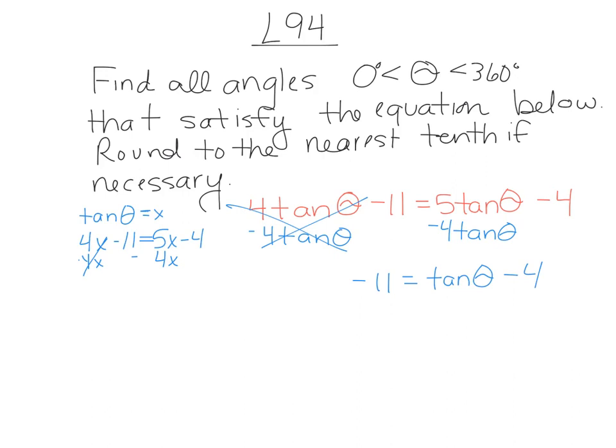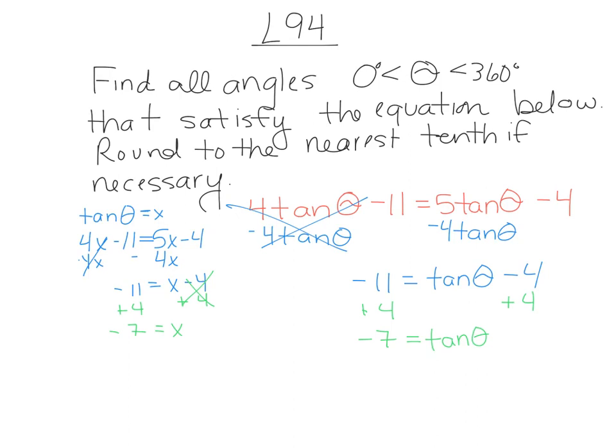Okay, and then my next thing I'm going to do, I'm just going to keep this linear going over here. So right now over here I have negative 11 equals x minus 4. So just like we would add 4 to both sides of the equation over here, I'm going to add 4 to both sides of the equation over here. Now in the linear case, I would be done, right? I have x equals negative 7 as my answer. Here I have tangent theta equals negative 7, but I haven't solved for theta yet. I still need to get rid of the tangent.